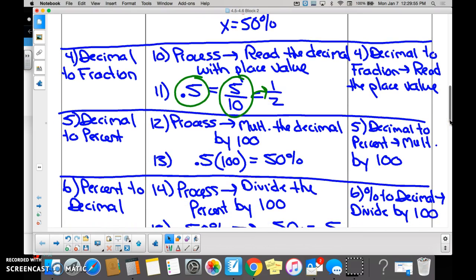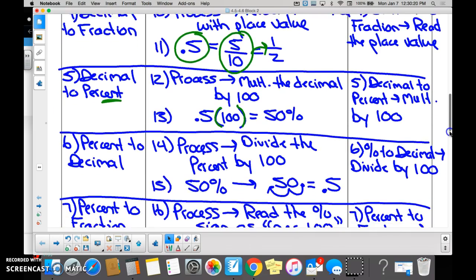So if we have 0.5, we kind of already talked about it. What do we do, Anwar? Multiply by 100. Because why, Anwar? Why do we multiply by 100? Mustafa just told us. Why 100? What are percents based out of? What does cent mean, you guys? 100. Excellent. Number 6, percent to decimal.